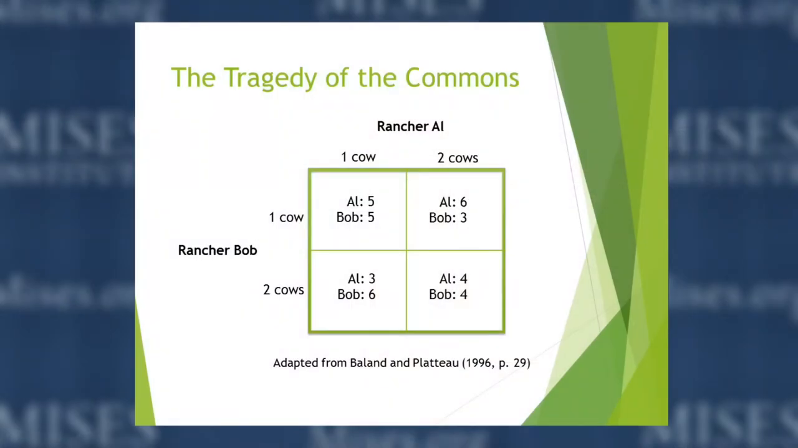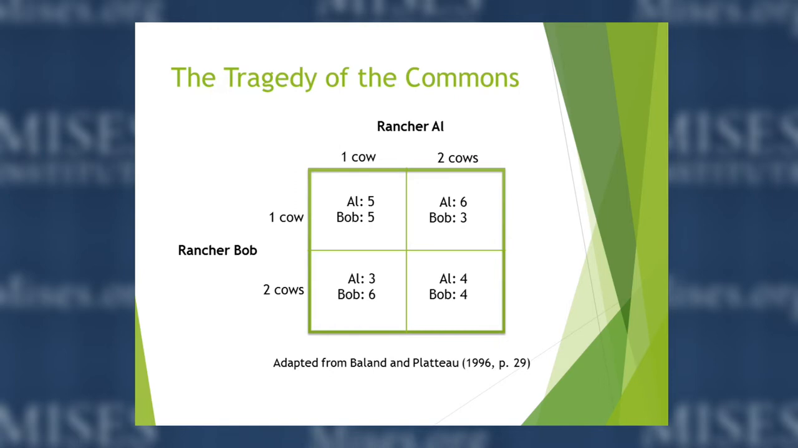This has been laid out in a kind of prisoner's dilemma framework. So you have two ranchers, Al and Bob, and Al and Bob are deciding, should we put one cow out onto the pasture or two cows out on the pasture? And they're making this decision independently. The outcomes of this decision are in the four cells of this frame. So if Al and Bob both put one cow each out onto this pasture, they both get five pounds of meat per day out of their livestock operation.